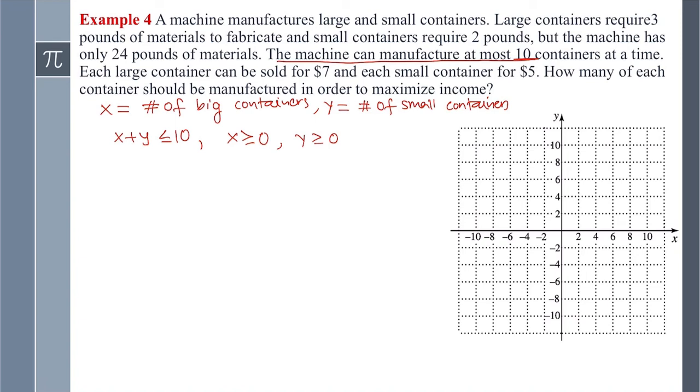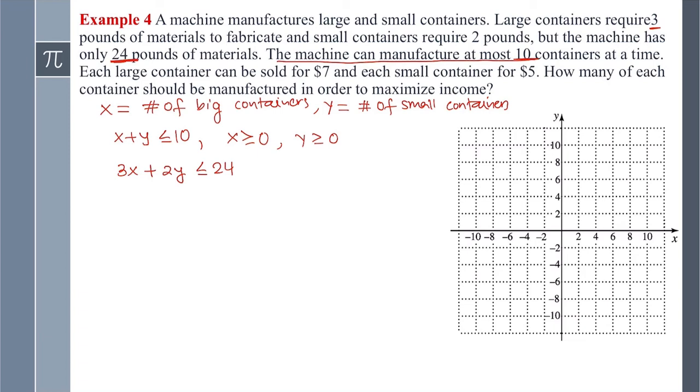Now, the next inequality that we are going to get here is this one. The large container requires 3 pounds of material. So if we are producing x number of containers, then 3x is the amount of material, plus the smaller one requires 2 pounds, so 2y. So the total amount of material is 24, so this has to be less than or equal to 24.